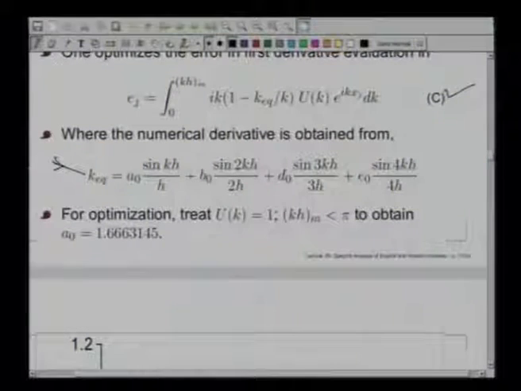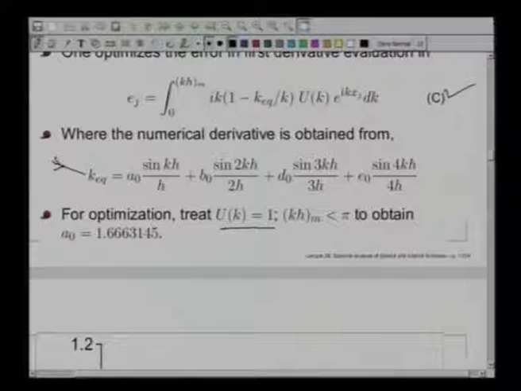So, what we did was optimize this error as a function of a naught, and we have done two things. We have taken u of k equal to 1, that is true for delta function excitation. Okay. That is the most conservative estimate one can get, and the other thing is we did not go the full limit from 0 to pi. Instead, we have taken a limit which is slightly lower than pi. Okay. In performing this optimization in equation C, we end up getting a value of a naught.